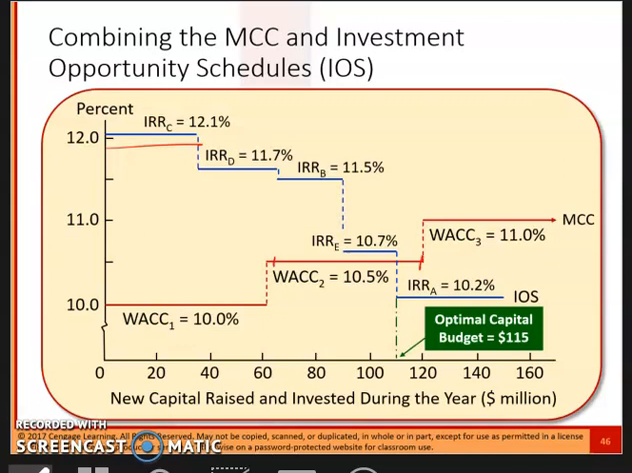The final project, project A, takes us over the limit for the 120, and it is also below the weighted average cost of capital at both levels. So we would definitely reject that. In this case, our optimal capital budget would be 115 million, because projects C, D, B, and E would all improve the value of the firm, since the returns on those are greater than the weighted average cost of capital.